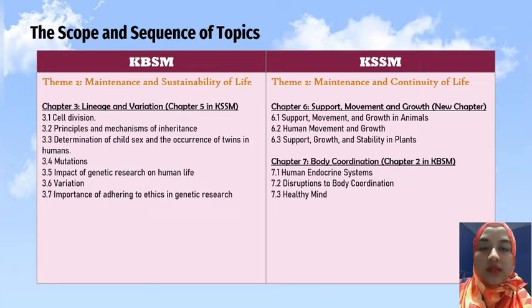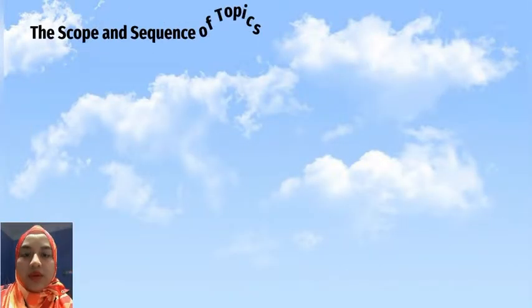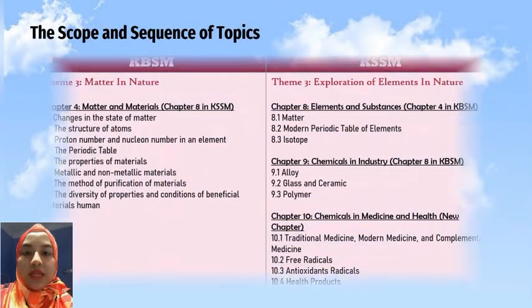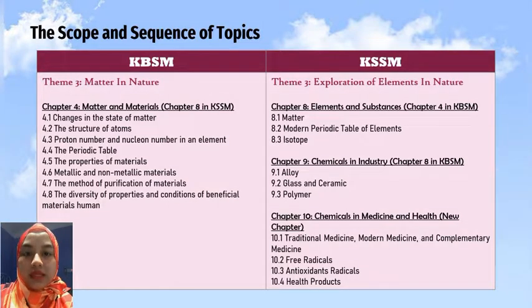Chapter 6, Support, Movement and Growth, is a new chapter, while Chapter 7 is Body Coordination. This chapter is placed in Chapter 2 in KBSM. Furthermore, we look at Theme 3 in KBSM and KSSM.